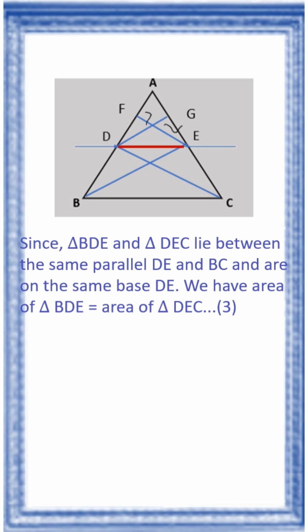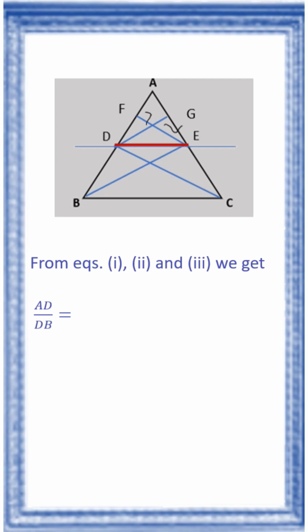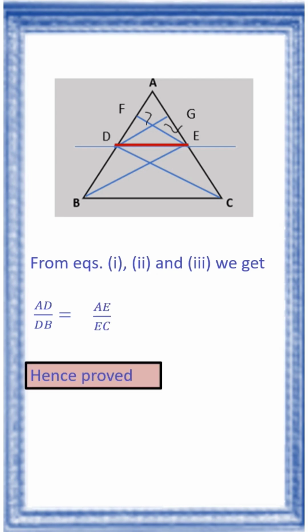Since triangle BDE and triangle DEC lie between the same parallel DE and BC and are on the same base DE, we have area of triangle BDE is equal to area of triangle DEC. Let this be equation number 3. From equations 1, 2 and 3 we get AD by DB is equal to AE by EC. Hence proved.